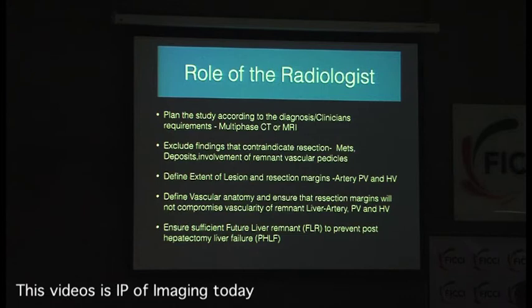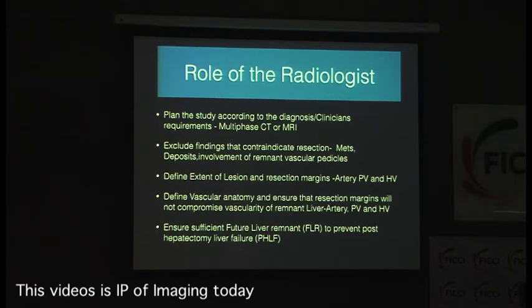So what is the role of the radiologist? When you are going for a resection, you should ideally have a good arterial phase, a good portal phase, and an adequate venous phase. Most of the time the venous phases are fine, the portal venous phases are fine, and the arterial phases are something you have to concentrate on. Get a slightly late arterial phase.